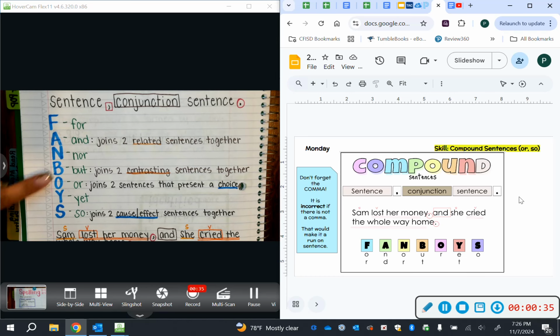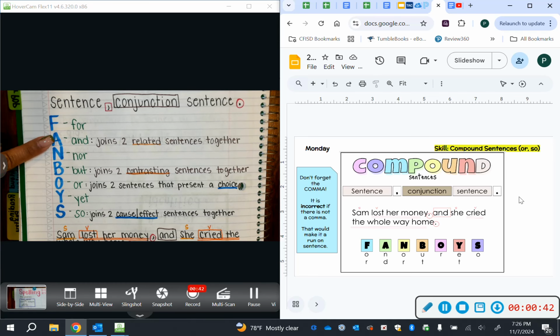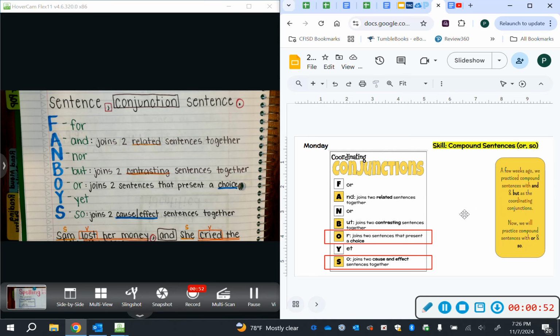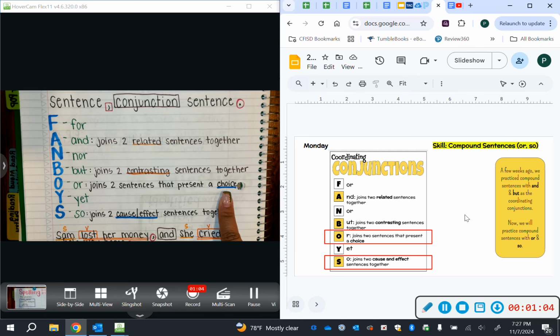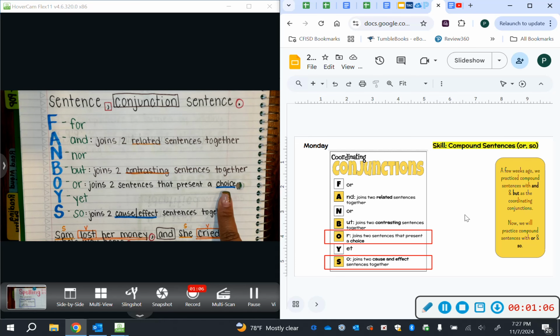So you should already have and, but, the definitions. And joins two related sentences together, but joins two contrasting sentences together. Today, we're going to write down the definitions for using or, so. When you use or in a compound sentence, it joins two sentences that present a choice. A choice. Am I going to wear sneakers or sandals?